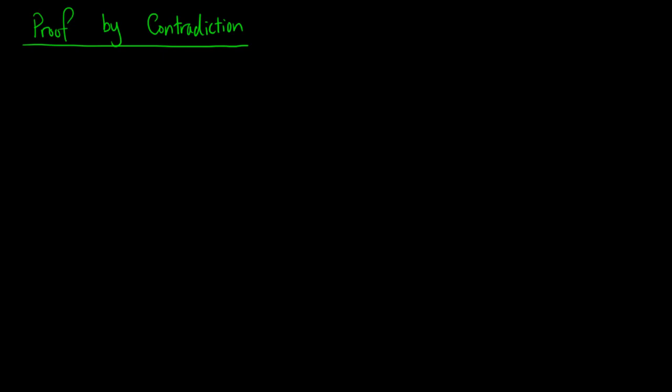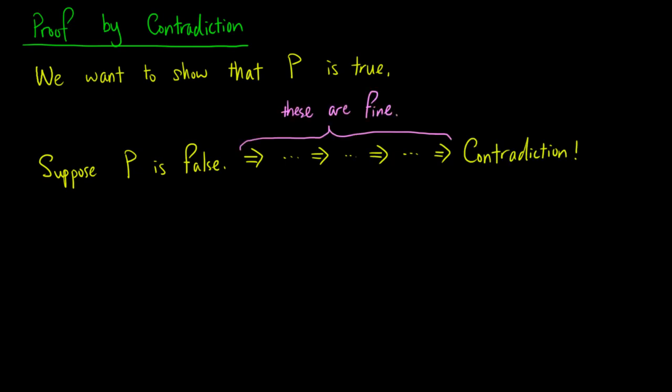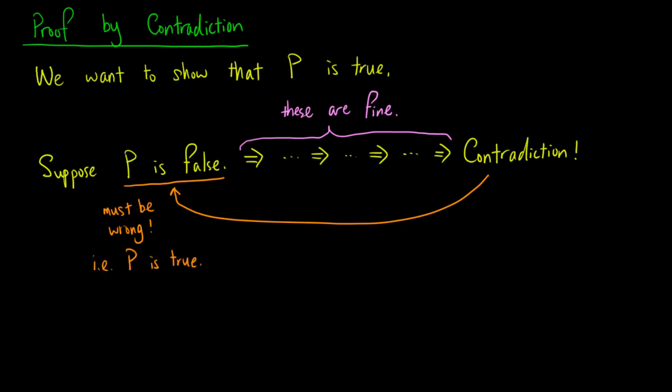by contradiction. If we want to prove that P is true, then we first assume that P is false. Then, we try to make deductions to a point where we reach a contradiction. Since all the deductions are logically sound, it must be the case that our initial assumption that P is false must be wrong. In other words, P must be true, which is what we want to show.